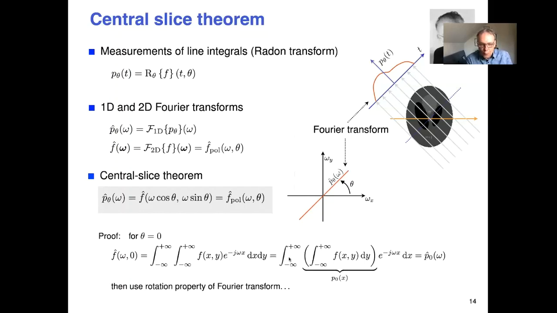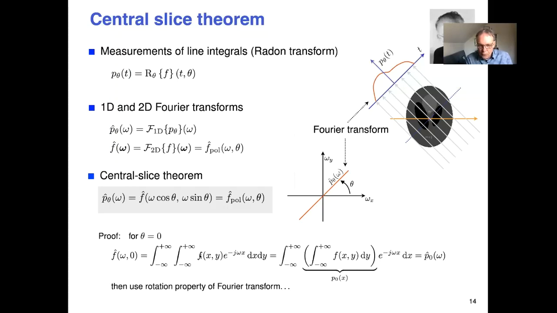And here I have a one-line proof where I just show that this formula is true for theta equals 0. If I write explicitly this Fourier transform in 2D for theta equals 0, I'm just looking along this variable here, and I have 0 here. So I write just my Fourier integral. The omega y here is 0, so I just have a sinusoid that goes with x.